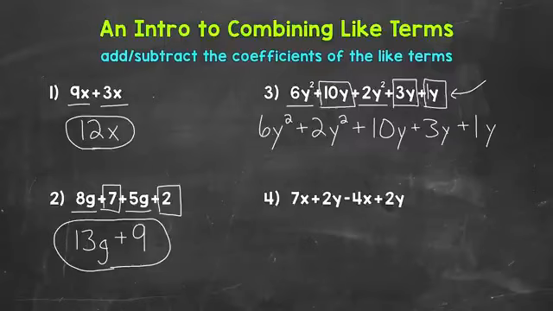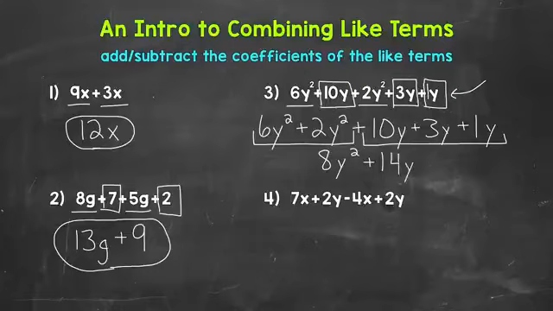Now we can combine like terms. We will start with 6y squared plus 2y squared. So add the coefficients. 6 plus 2 is 8. And then we have y squared plus, now we can combine the y terms. So we have 10 plus 3 plus 1. 10 plus 3 is 13, plus 1 is 14.